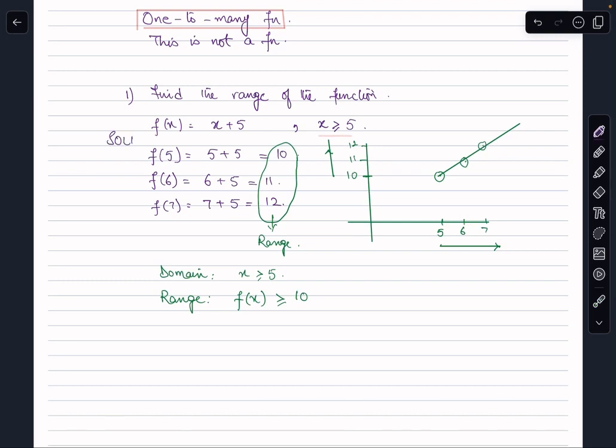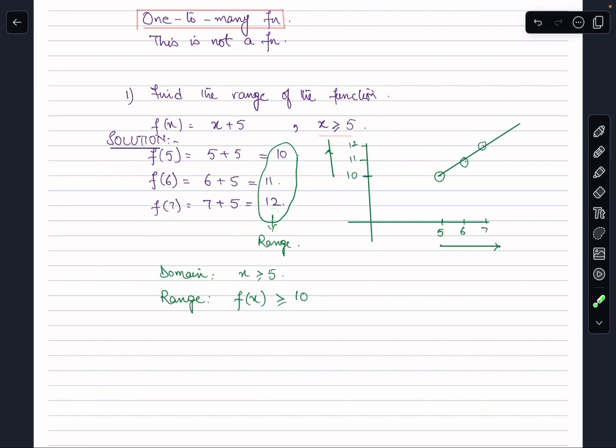With x greater or equal to 5, the first thing I did was to substitute x as 5 in the function. When I substituted x as 5, I got 5 plus 5, giving me a 10. F of 6, meaning the x value is 6, I was getting the function value, or the range, which is 11. F of 7, substituted x as 7, 7 plus 5 giving me a 12 here.